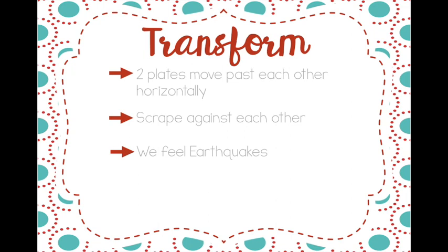We stopped last time at the divergent boundary, and now we're going to talk about the transform boundary. The transform boundary is when two plates move past each other horizontally, they scrape against each other, and then we experience an earthquake. That is how those transform boundaries work. The two plates slide right next to each other horizontally, they cause a scraping in between, and then we experience an earthquake.